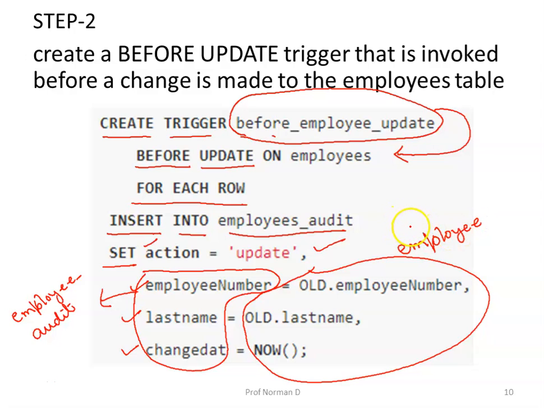Now when an updation is being done to the employees table, whichever row is being updated, whatever is the employee number, that is the old employee number, the field value is applied to employee number in the employees audit table. Whatever was the last name, that is the old last name, will be applied to the attribute last name with respect to the employees audit table. Now this is an inbuilt function which will keep track of the current date and time when the updation was made. So under change date, the current date and time will be stored.